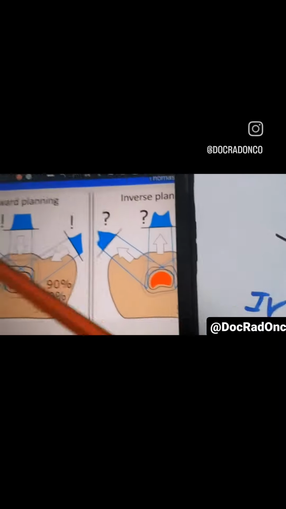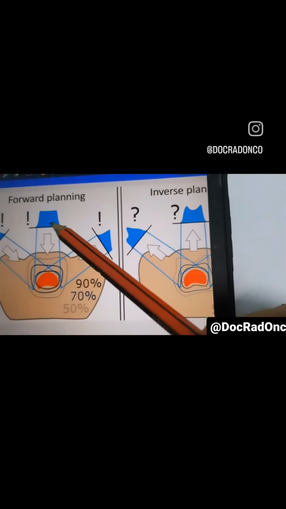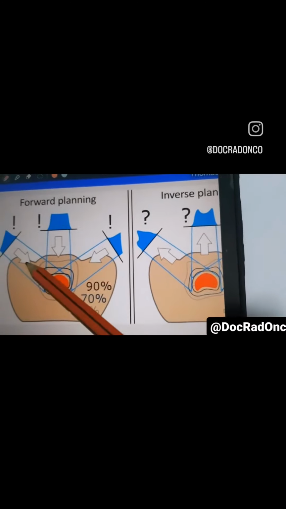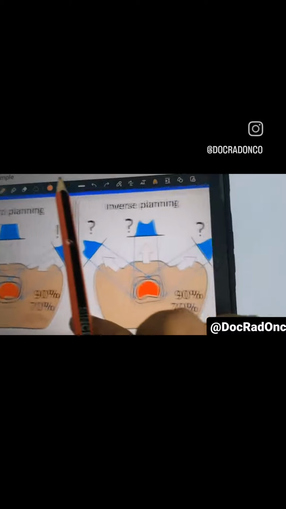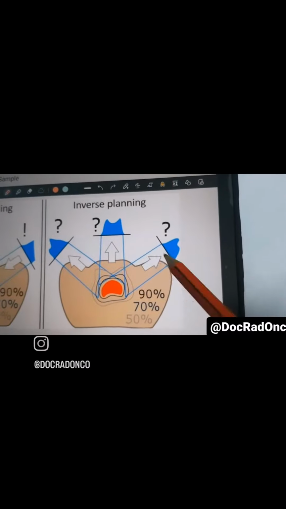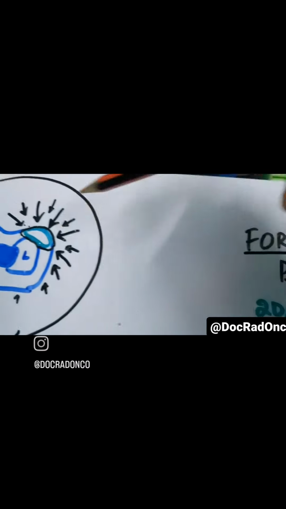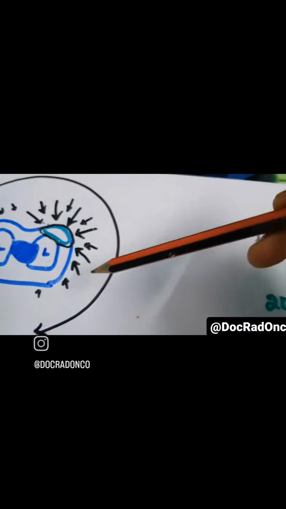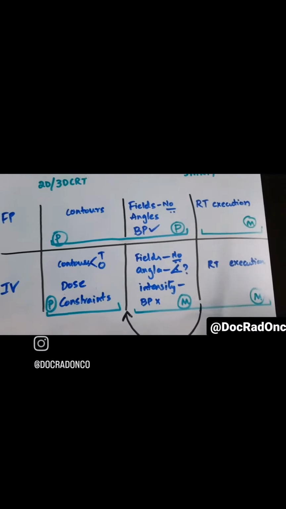So in forward planning, we use beam profiles which are known to us. This is a flat beam and angular beams. In inverse planning, we don't know the beam profiles for each of the fields. They are varied and different. And this is a summary of it.